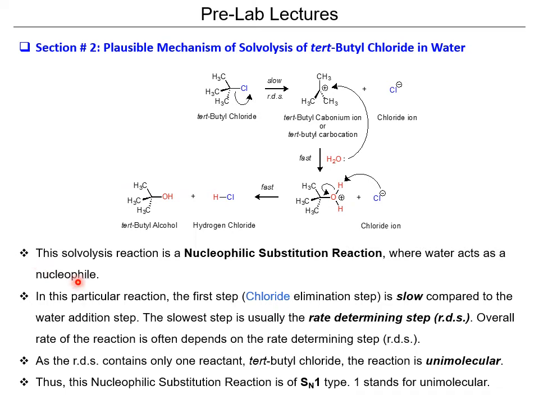This solvolysis reaction is a nucleophilic substitution reaction. You see here the water acts as a nucleophile. In this particular case, as I mentioned, the rate determining step is the slow step. Since this is an SN1 reaction, it is unimolecular, right? So this is what the 1 stands for: the unimolecular nucleophilic substitution reaction.